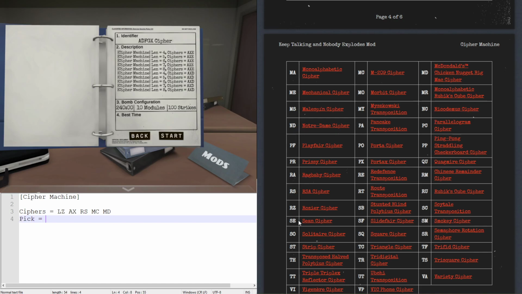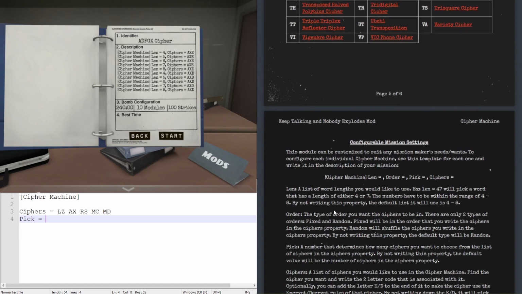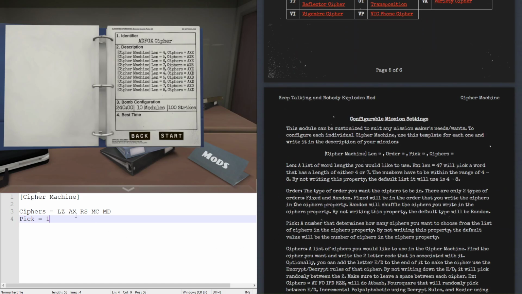So what pick allows me to do is to basically, let's say I have a random list of ciphers, but I want to pick one of these ciphers to choose from. So by picking one, it picks one of these ciphers. It can pick either Lorenz, an ADFGX, RSA, M209, or a McDonald's. If I do 3, it will pick 3 random ciphers out of this list. So you can have an RSA with an ADFGX with an RSA, or a Lorenz with an RSA with McDonald's, or a Lorenz with M209 with a McDonald's. Is what I was trying to get to.